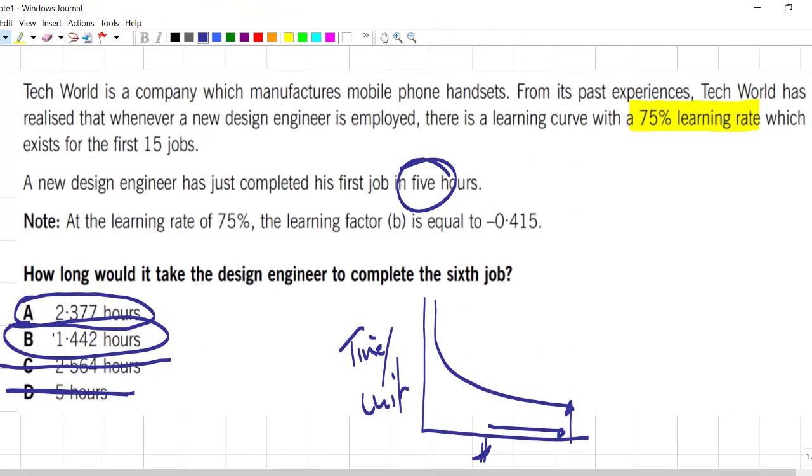Friends, there you have it, the learning curve. Easy question, difficult question, made easy with the spreadsheet tool.